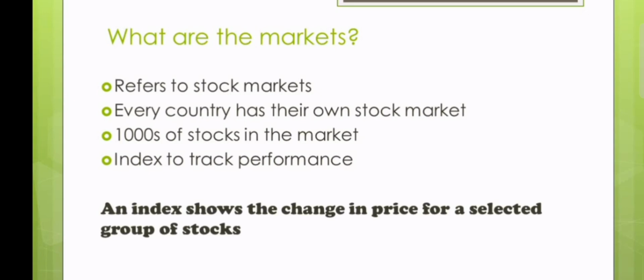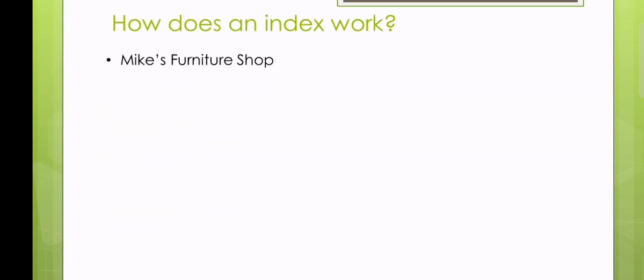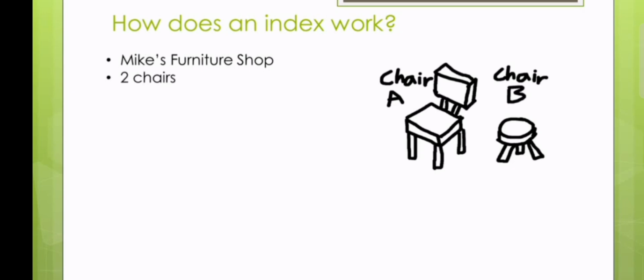So let's look at a simple example to introduce to you how an index works. In order to understand how the index works, let's imagine we are at a place called Mike's Furniture Shop. Mike's Furniture Shop sells chairs, and there are two kinds of chairs that we are interested in, Chair A and Chair B. So imagine that there is an index that is tracking both chairs. Whenever the price of either chair increases or decreases, the index will calculate it and show it to you.